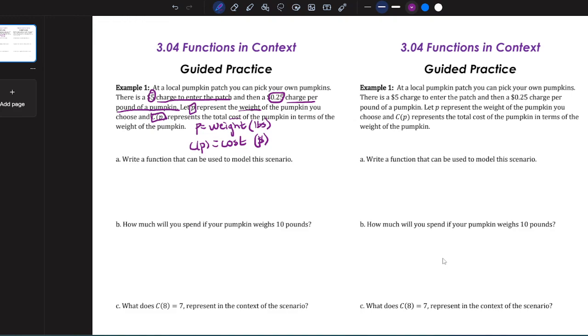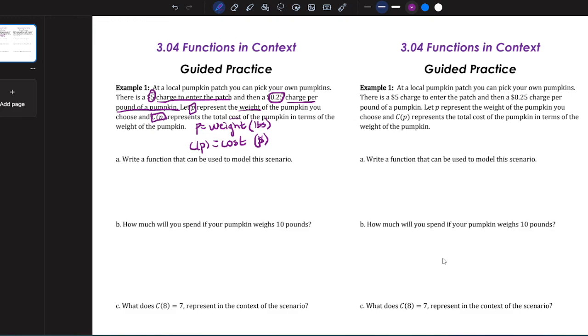Part A says, write a function that can be used to model this scenario. If I think about the other information that I've already annotated, I know there's a $5 charge, and I know that our unit rate is 25 cents per pound of pumpkin. Let's think about what those values actually are. I know that we're starting to talk about using function notation, but what we're going to be doing is actually building an equation the same way that we have been doing since we've learned about slope-intercept.